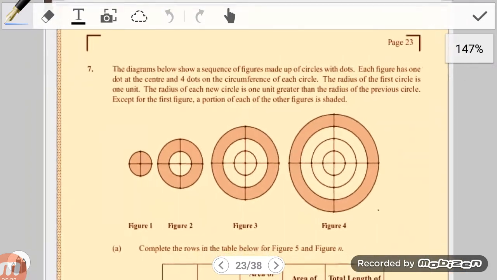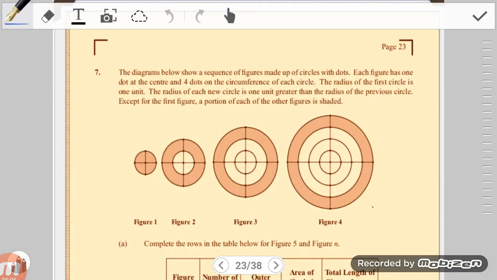Alright, so here we go, guys. Sequencing and pattern. The diagram below shows a sequence of figures made up of circles with dots. Each figure has one dot at the center and 4 dots on the circumference of each circle. I think I understand that. The radius of the first circle is 1 unit. So each of these spaces here is 1.